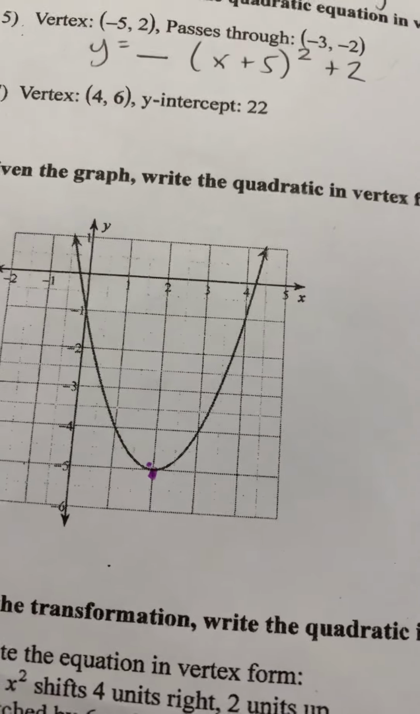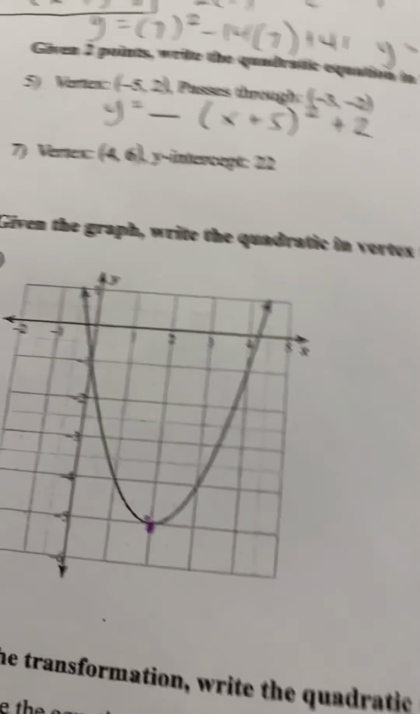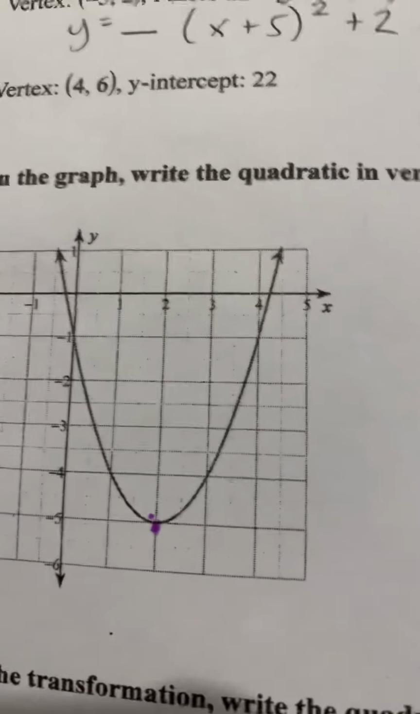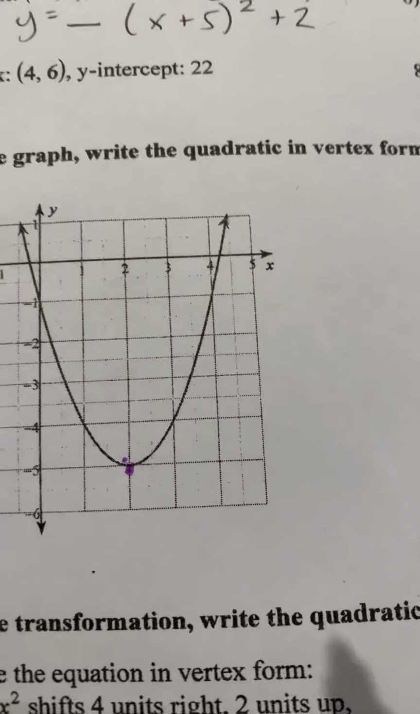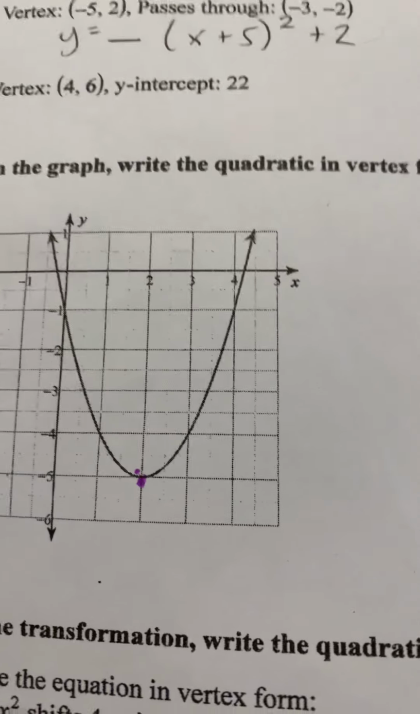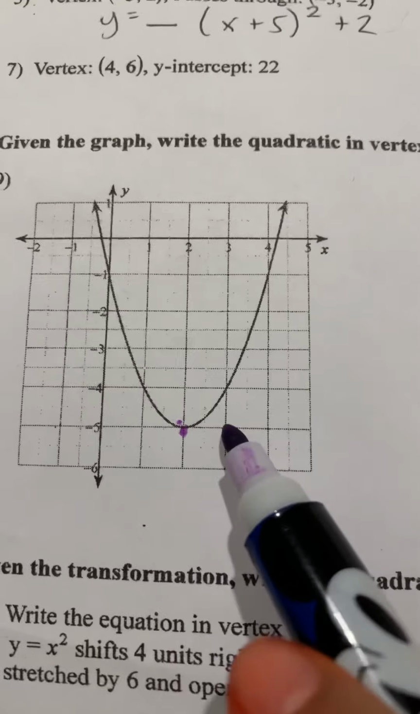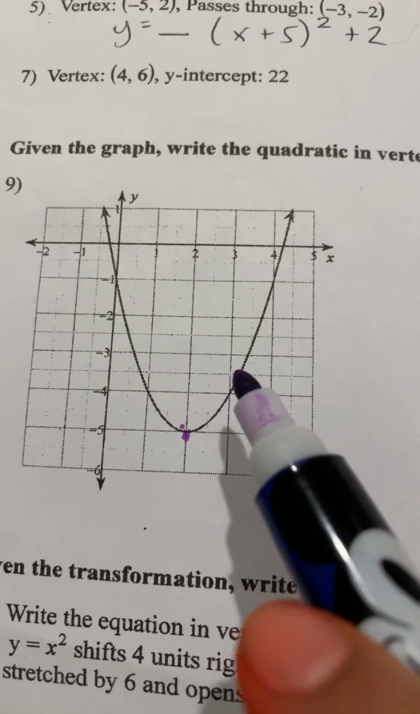So the vertex is at 2, -5. And your job is to figure out what A is. Hopefully you guys remember how to find A. A would be when you move over 1 unit, and it doesn't matter if it's to the left or to the right, what happens next? When I move over 1 unit, I'll just go to the right. What happens next is that I go up 1. So that means A is up 1, which is +1.